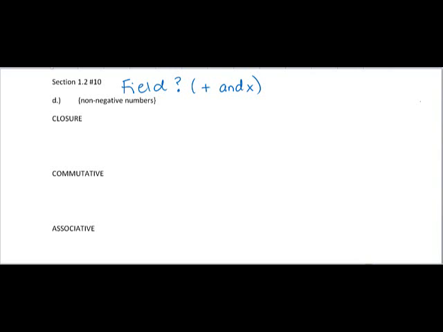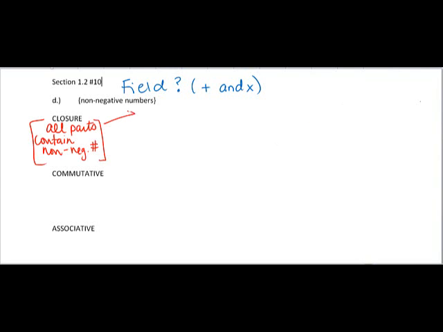In problem 10D, we want to know if non-negative numbers is a field. So we're going to go ahead and look through our 11 field axioms and figure it out. With closure, remember that you really want all parts to contain the non-negative.